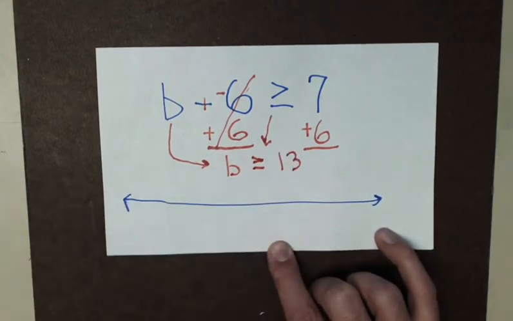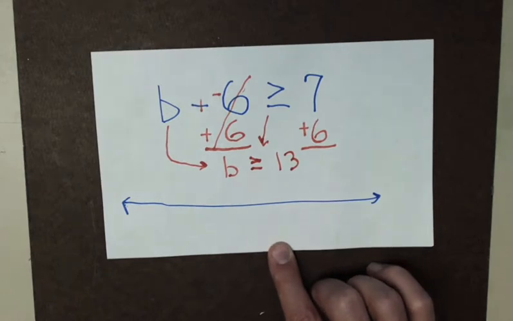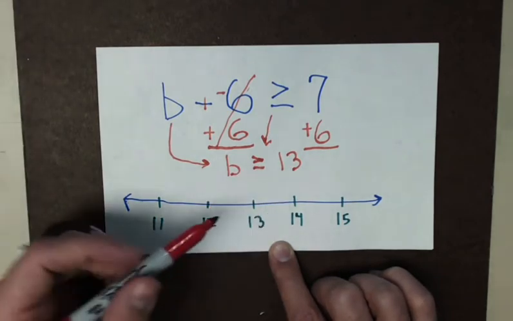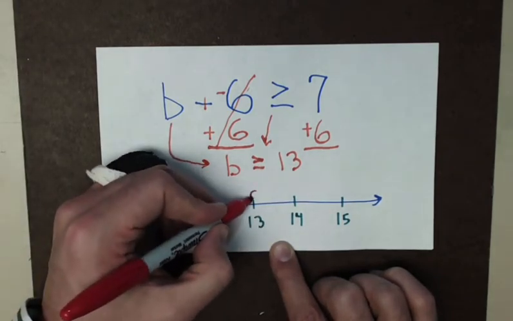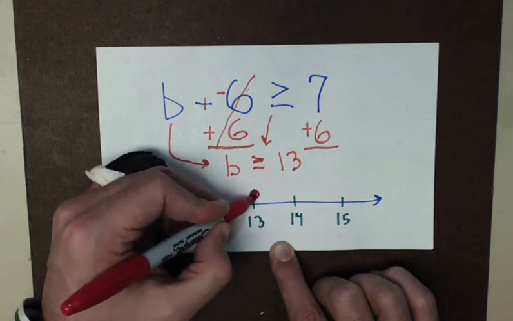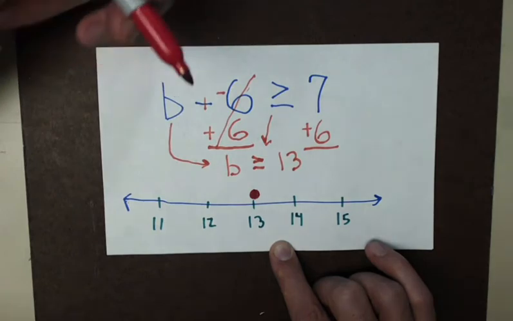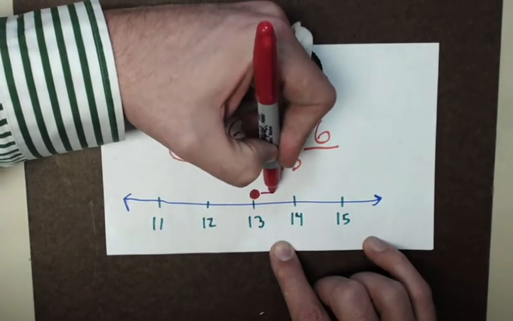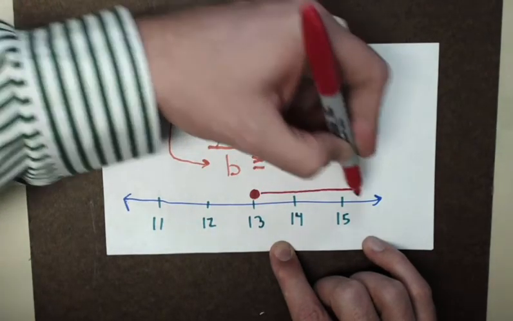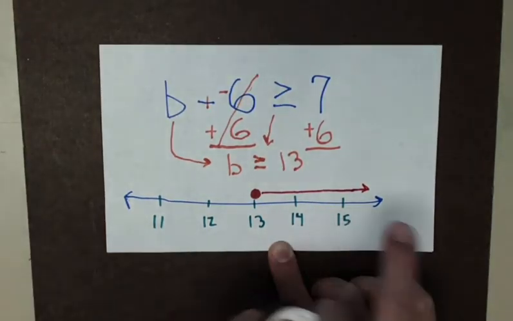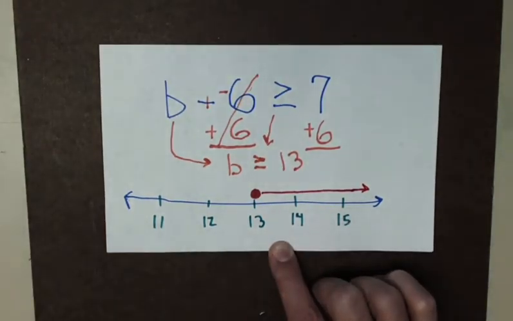Now we're going to graph it on our number line. Alright, so here's our number line. It is B is greater than or equal to 13. So it could be 13 to make it true. So I can color in that circle now because of the equal sign there, the equal to. Alright, and B is greater than or equal to 13. So any number greater than or equal to 13 will make this inequality true. So 14, 15, all the way up to infinity.